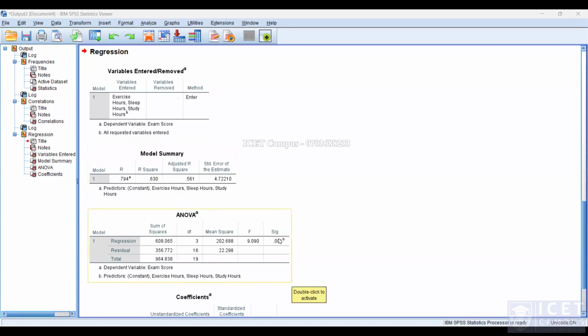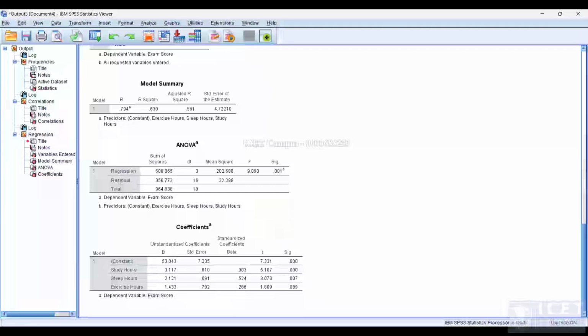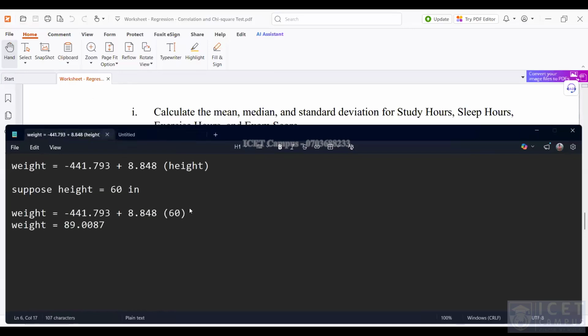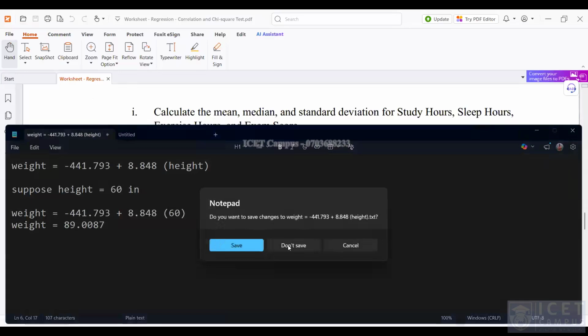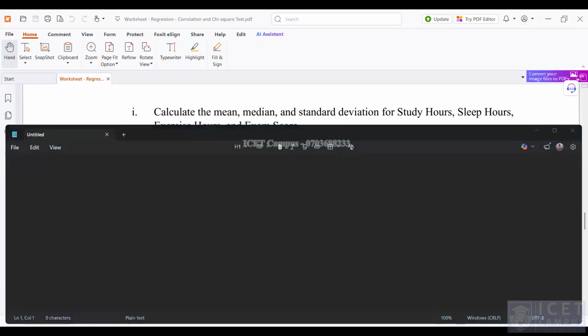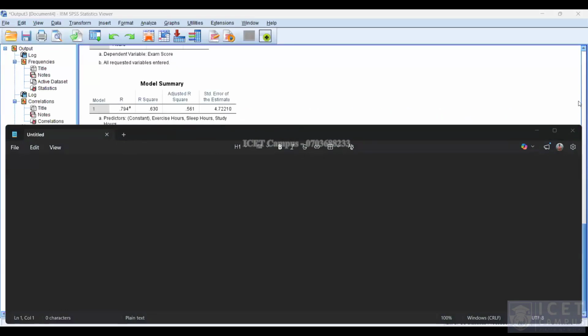Then the ANOVA table is there, and it is very significant, so you can see here. The most important one is the coefficient table. Here we can create an equation. You can see the equation by looking at the output.